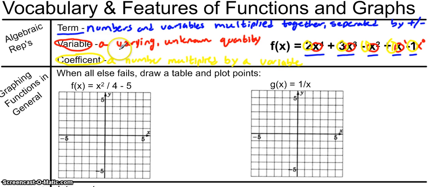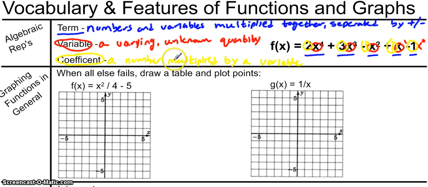A variable is a varying unknown quantity. So you can see in red I've put that these x's are our variables here. But you'll also notice in this last term I've put x to the 0th as a variable. Even though there's no variable written, x to the 0 is 1. We'll talk about that later in the year. But there still could be a variable on the end of this, even though the 1 is not written.